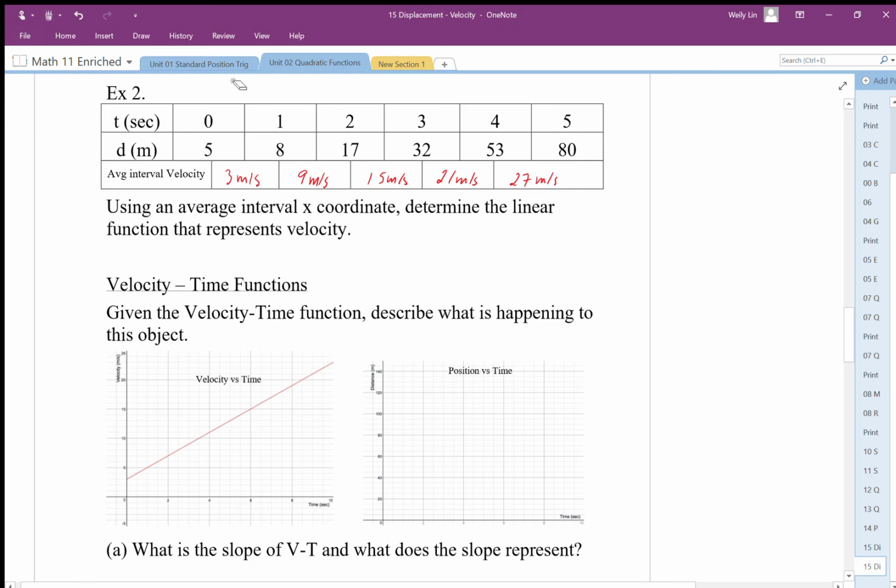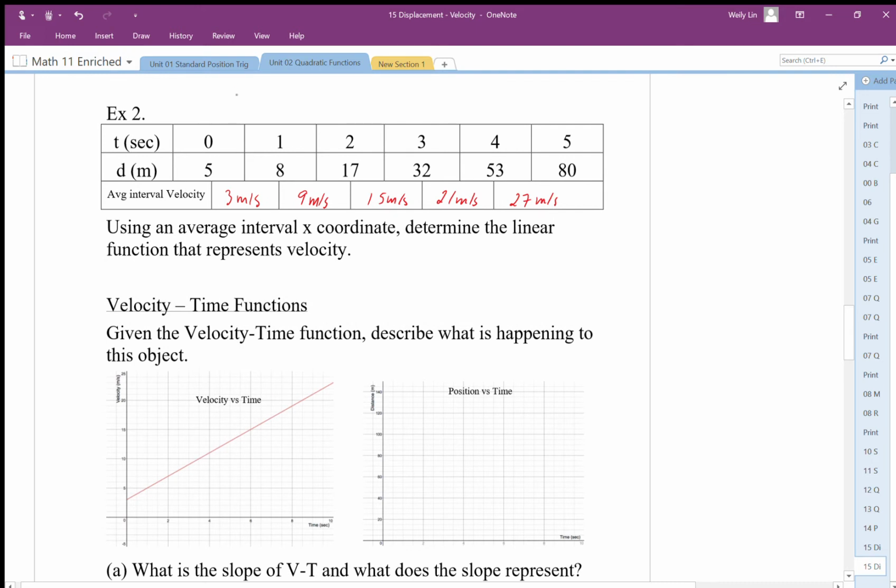And again, we can use the mid-interval time: 0.5 seconds, 1.5 seconds, 2.5 seconds, 3.5 seconds, 4.5 seconds. And we can see if there's some pattern here. In fact, there is a linear function. We know this is a linear pattern. It's going up by 6s.